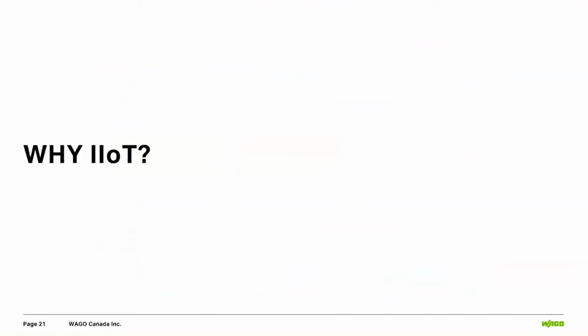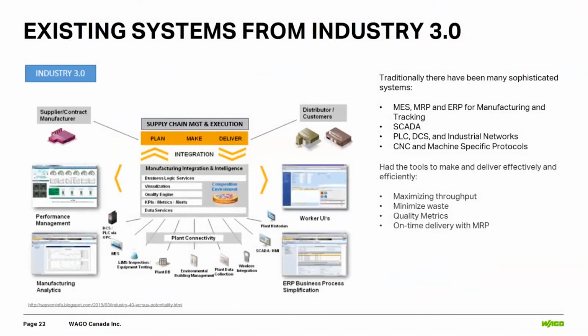So why IoT? If we look at some of the existing systems from Industry 3.0, we'll call it, traditionally there have been many sophisticated systems. I mean, these weren't dumb systems. We had MRP, we had ERP, we had SCADA, we had PLC and DCS. We had different types of CNC and machine-specific protocols around the plant. So I would say that we actually have the tools right now to make and deliver our products effectively and efficiently. So we're able to maximize throughput, minimize waste, focusing on quality metrics, and on-time delivery with MRP.